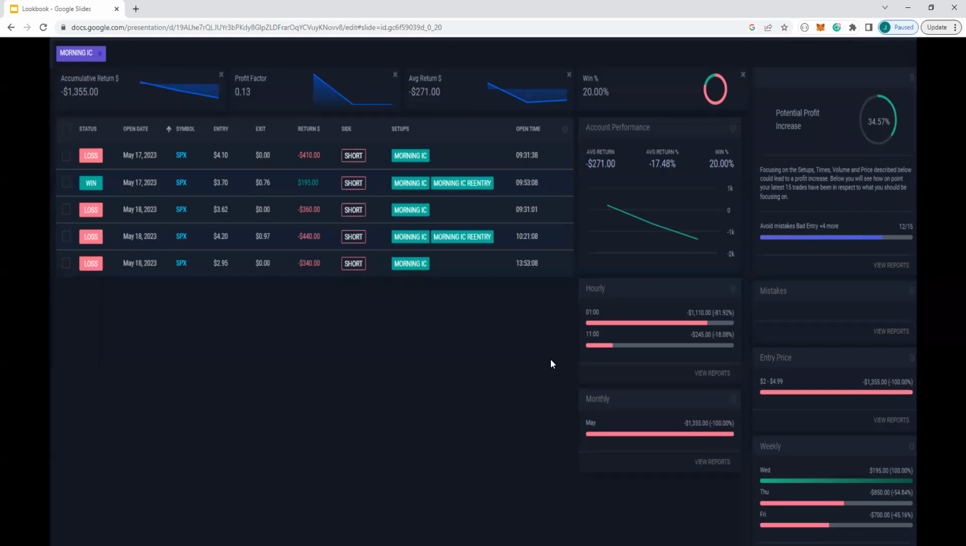I think I traded this. I didn't trade Friday last week, so I don't know why that's coming up. I think this is Wednesday, Thursday. Yep, Wednesday, Thursday last week is when I traded this. So we'll see what happens today. Hopefully there's better results today.